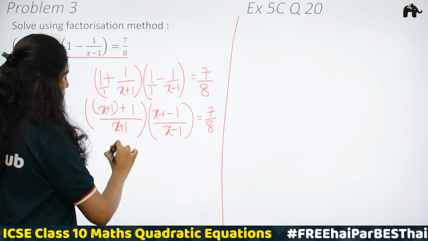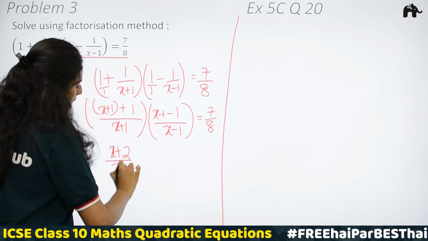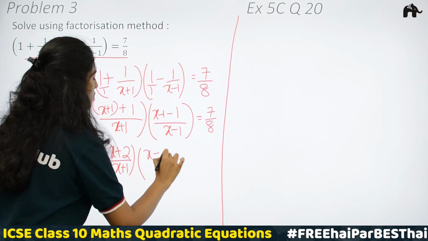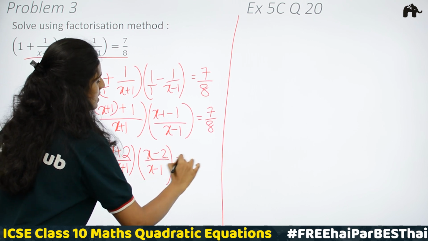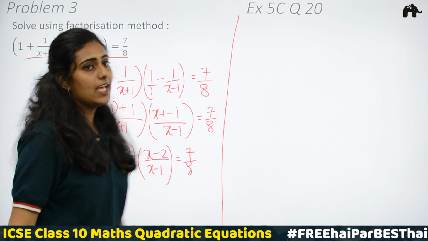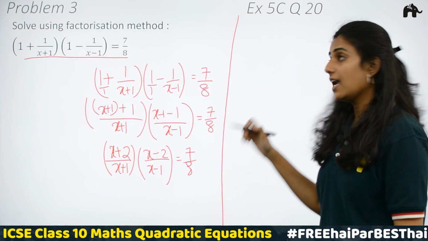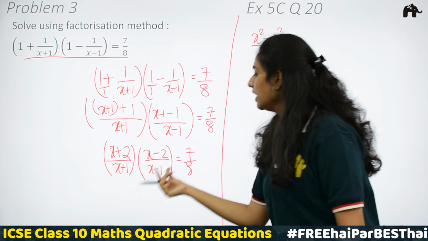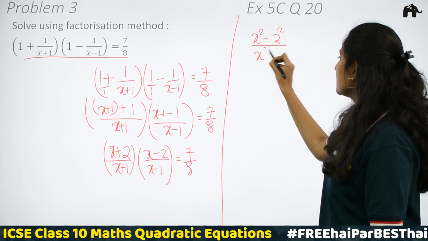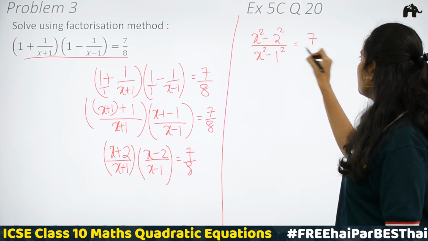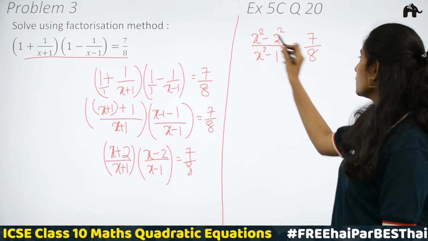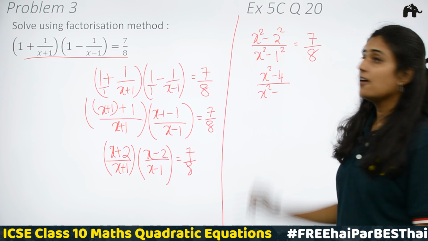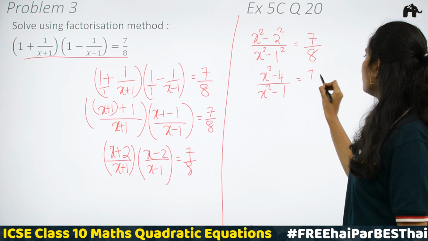x plus 1 is x plus 2 divided by x plus 1 into x minus 1, that is x minus 2 divided by x minus 1 is equal to 7 divided by 8. x plus 2 into x minus 2 is x square minus 2 square divided by x plus 1 into x minus 1 is x square minus 1 square, that is equal to 7 by 8. Okay. x square minus 2 square is 4 divided by x square minus 1 square is 1 is equal to 7 by 8.